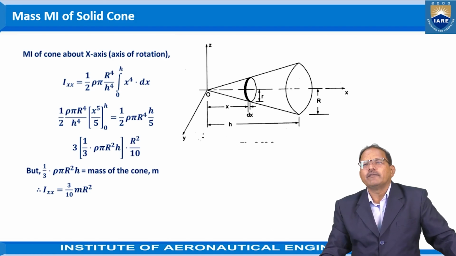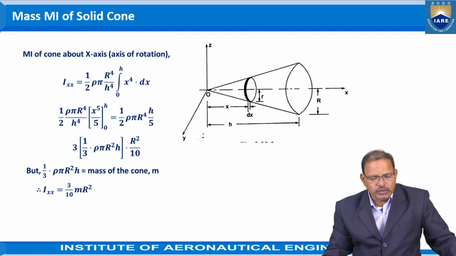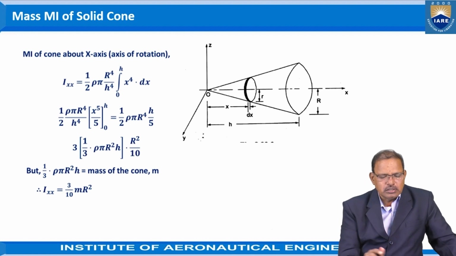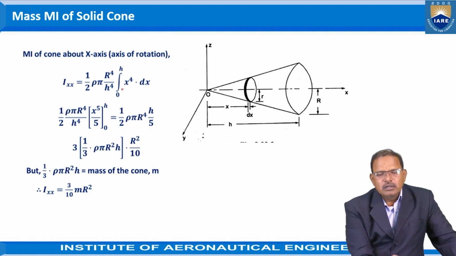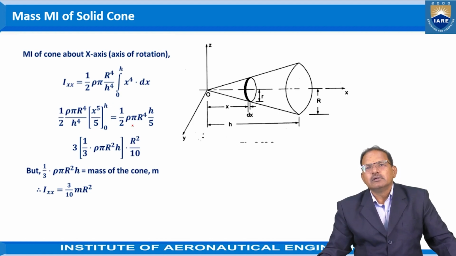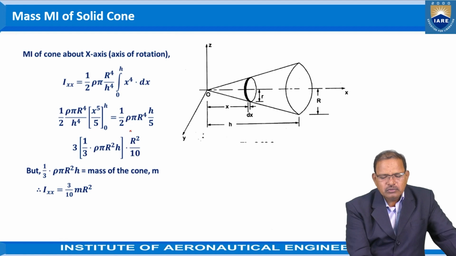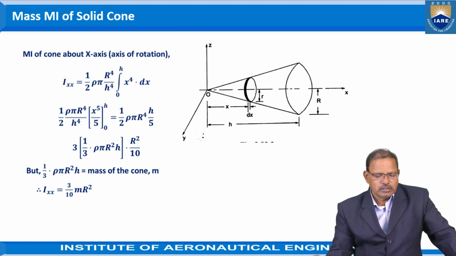So the mass moment of inertia of the entire solid cone about the axis of rotation, that is the x-axis, is obtained by integrating the above equation from 0 to h. That is Ix is equal to 1 by 2 into rho pi R to the power of 4 divided by h to the power of 4, integral from 0 to h of x to the power of 4 dx. So it is equal to 1 by 2 rho pi R to the power of 4 by h to the power of 4 into x to the power of 5 divided by 5, with limits from 0 to h. Substituting the limits, we get 1 by 2 rho pi R to the power of 4 into h by 5.